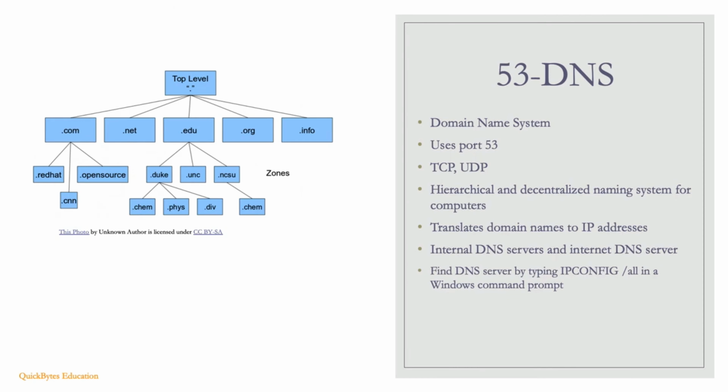DNS is often compared to the yellow pages of the internet. A domain name is like the name of a business, and the IP address is like the street address of that business.